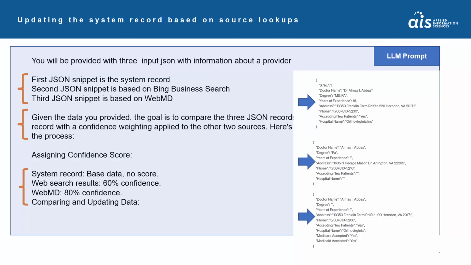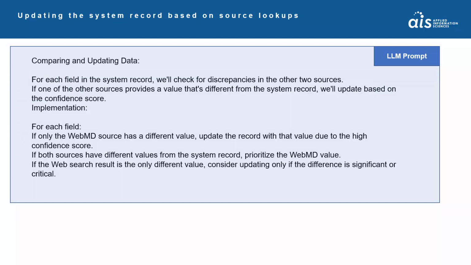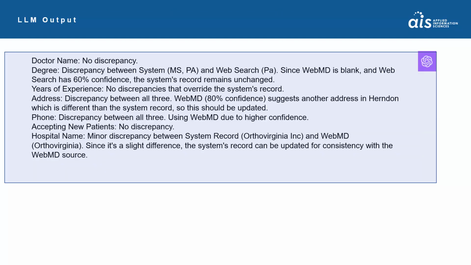Let's continue on with our instructions. So here we tell the LLM to go field by field, compare the information across the three JSON snippets, and for each field, take our confidence score into account. So if there's an update in WebMD, that is going to override a change that may have happened in a web search. Now that we have the prompt defined, let's take a look at the output of the LLMs.